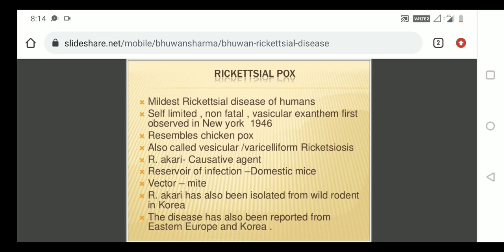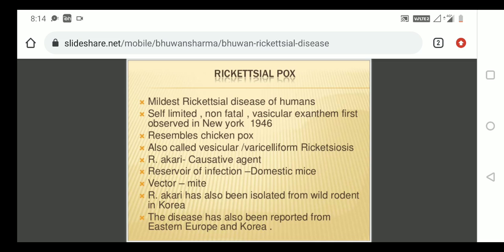Then rickettsial pox is there. So what does rickettsial pox mean? It is the mildest rickettsial disease of the human. It is a mild one only, like chicken pox. It is self-limited, not fatal, and vascular in nature, and it was especially observed in New York in the year 1946, and it resembles chicken pox. So it is known as vascular or varicella form rickettsiosis.